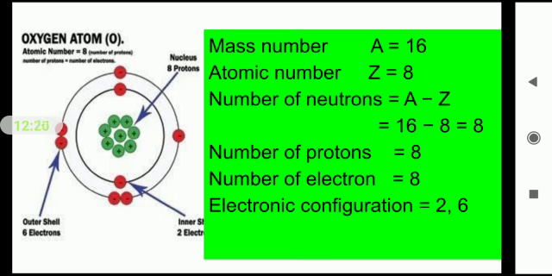The number of neutrons is equal to A minus Z. 16 minus 8 is equal to 8. So the number of protons is equal to the atomic number, that is 8. The number of electrons is equal to the number of protons, so that is 8. Then the electronic configuration of oxygen is 2 and 6.